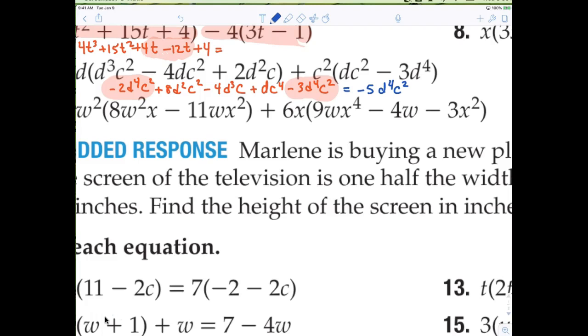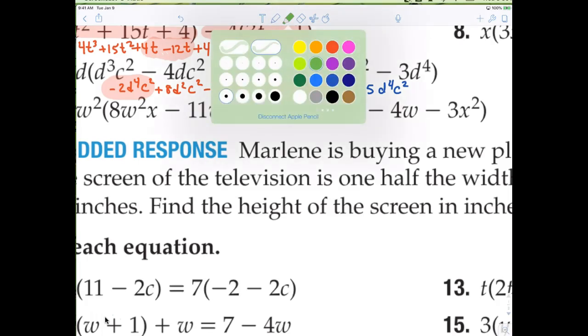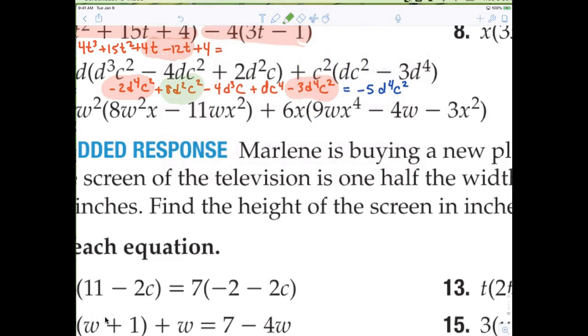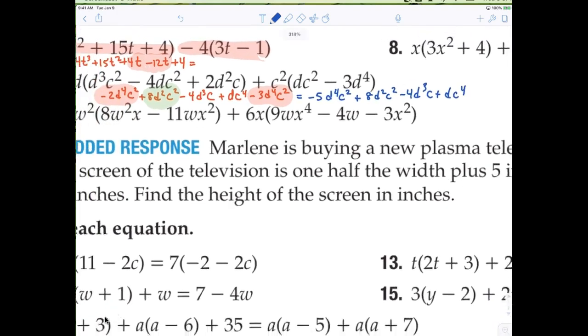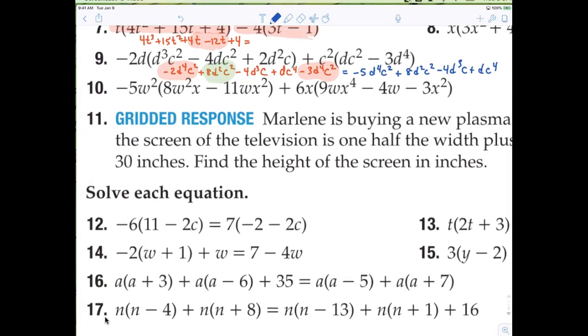Now, is there anything I can do with the d squared and c squared? I don't see anything. So then we just write plus 8d squared c squared. And can I really do anything else? No, so then you just continue to write negative 4d cubed c plus dc to the fourth. Everybody good with that? Any questions?